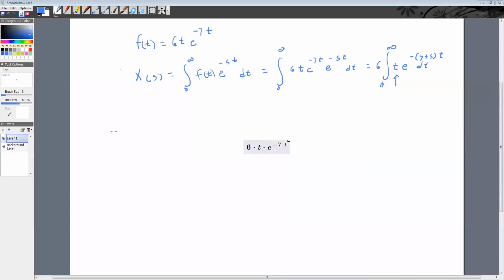Because it's integration by parts, which you would have, let's see, uv minus the integral of v du.